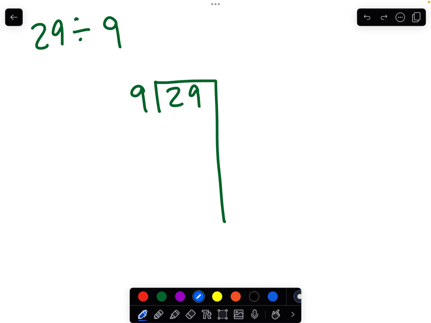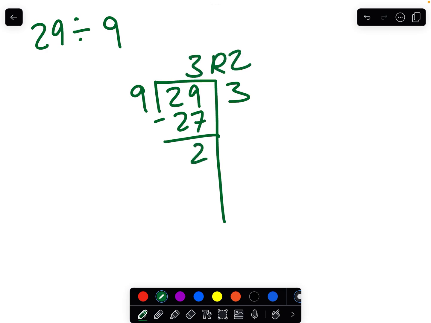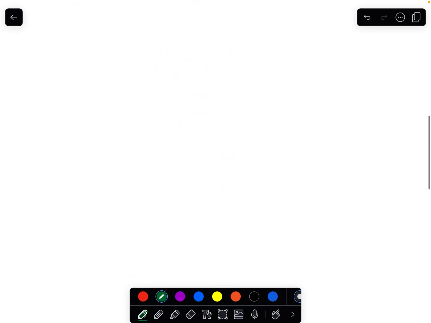And we see first how many times the divisor can go into the dividend using friendly numbers, numbers that are really, really easy to multiply. So I could do 9 times 3. I know 9 times 3 is 27. I subtract 27 from 29. I get 2, which becomes my remainder, and my answer is 3 remainder 2. So that's a quick refresher if you already know how to do partial quotient division with smaller numbers. But now let's get into the big numbers.